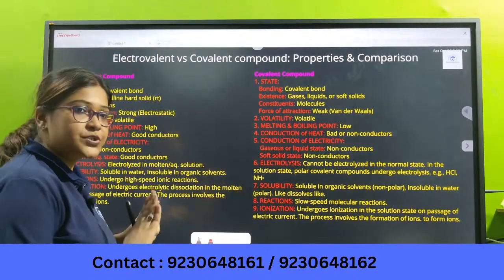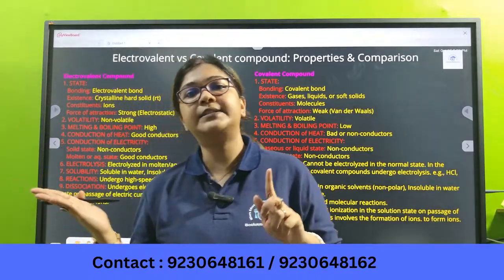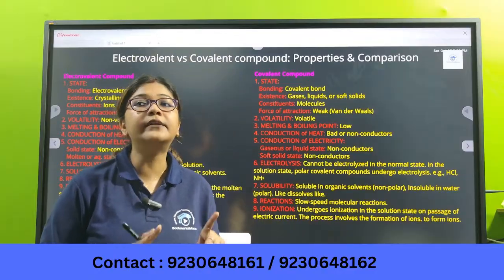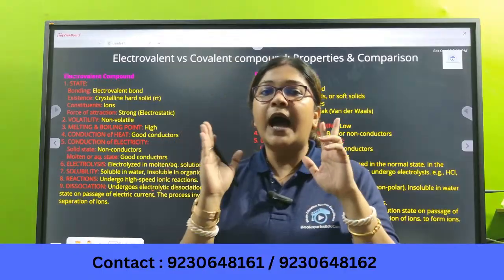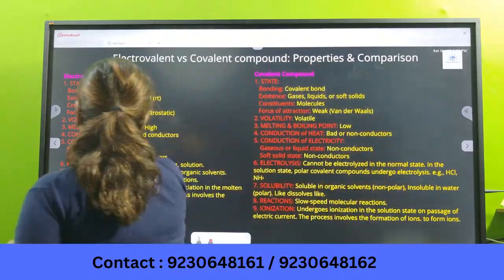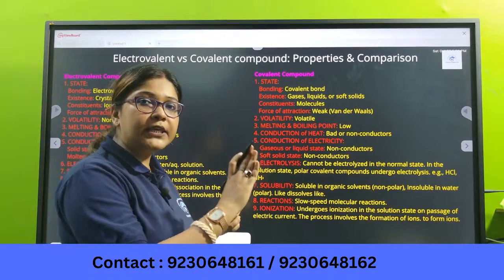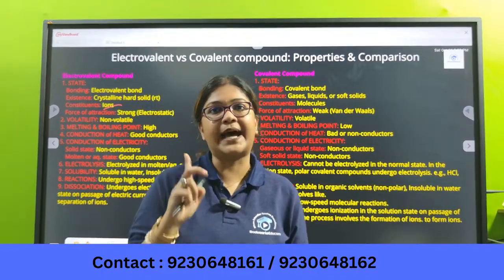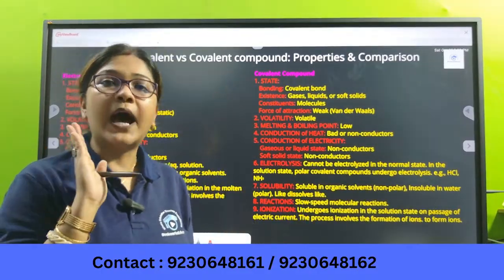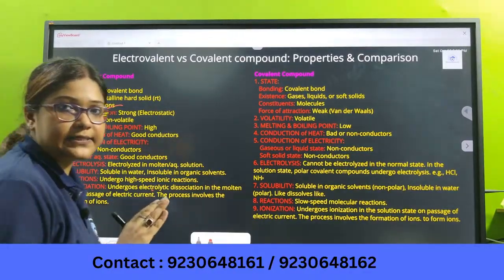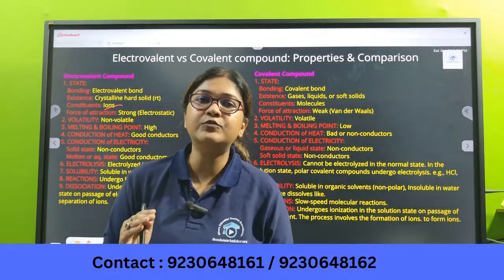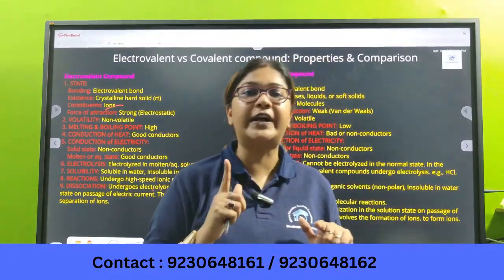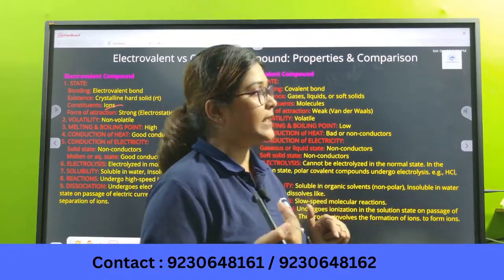Now, what are the constituents? The constituents for electrovalent compound are, mind you, ions, and that of covalent compounds are molecules. This comes as a very tricky question: the constituents in covalent compounds are molecules, but that of electrovalent compounds are ions. The next is volatility. Electrovalent compounds are non-volatile in nature, again because of the strong force of attraction, but covalent compounds are highly volatile in nature.